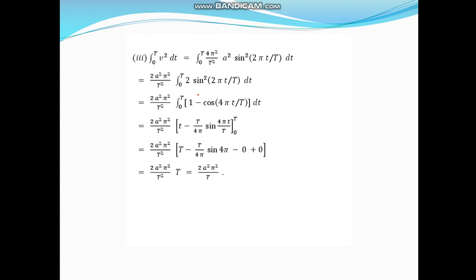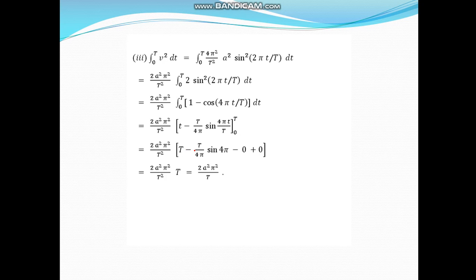And third part, last part, integral of v square dt, that is integral of substitute here value of v square. Here we can take twice a square pi square by T square common, twice sin square twice pi t by T dt, twice sin square theta, it is 1 minus cos 2 theta. Now integral of 1, it is t, cos t का integral हो गया sin t by 4 pi by T, that is T by 4 pi.